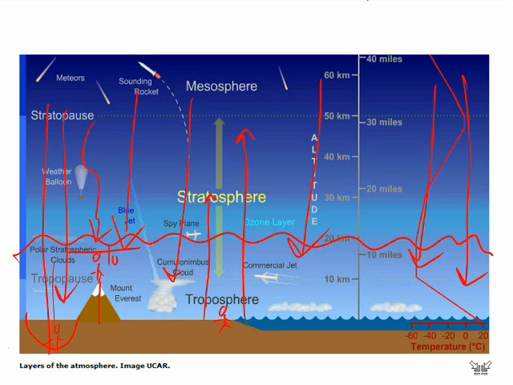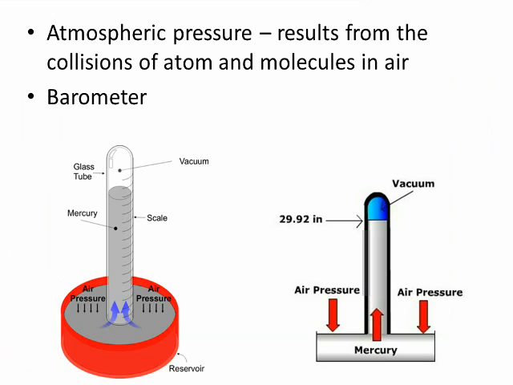As opposed to if you were even below sea level, it's even more pressure because of all this fluid on top of you. So atmospheric pressure will result from collisions of atoms and molecules in air. All those molecules banging around and laying on top of us create an atmospheric pressure.